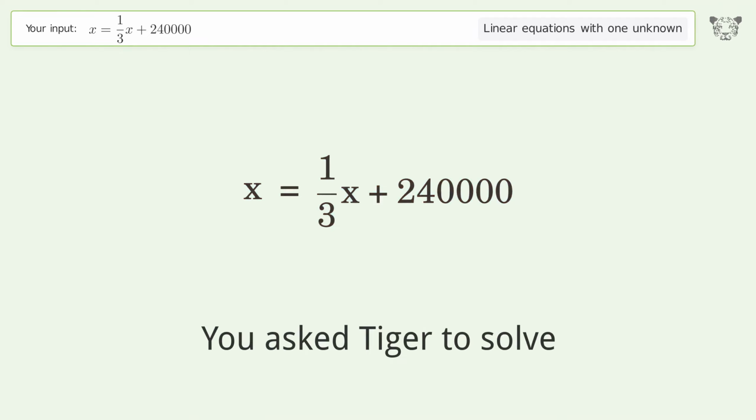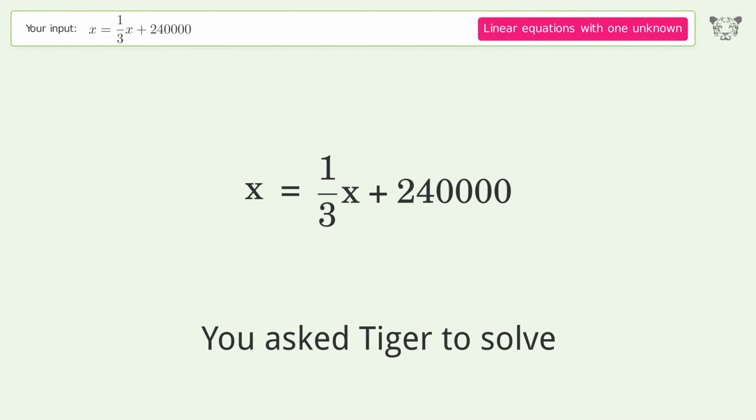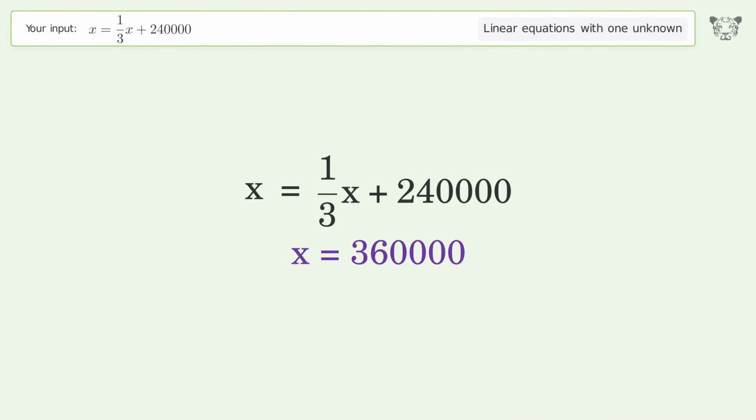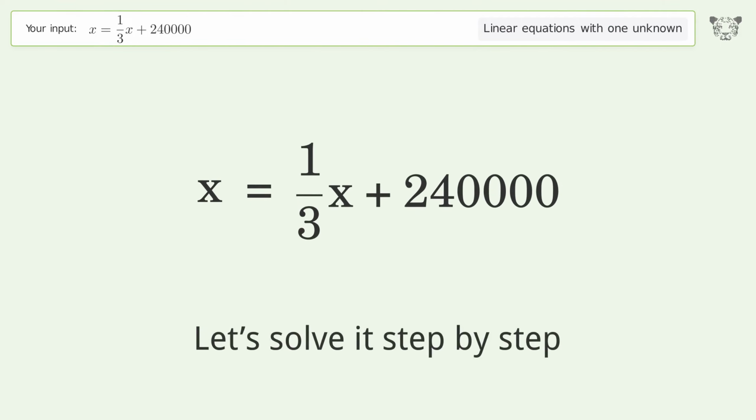You asked to solve this. It deals with linear equations with one unknown. The final result is x equals 360,000. Let's solve it step by step.